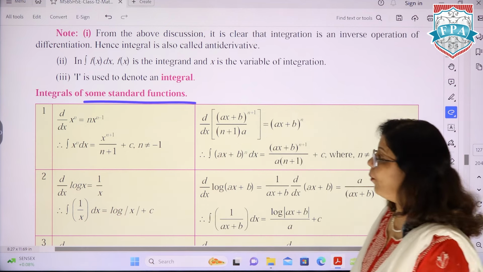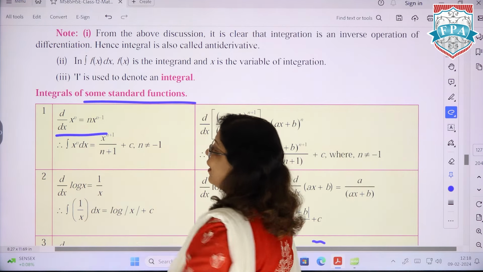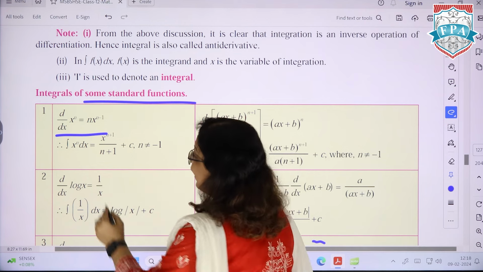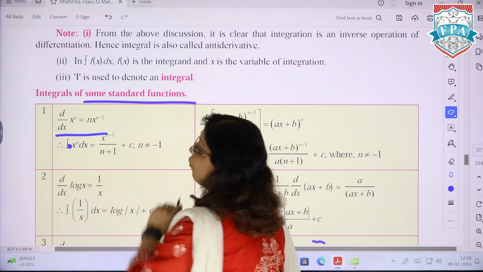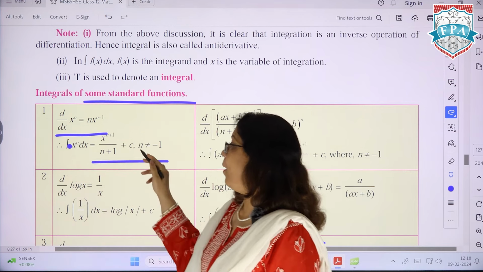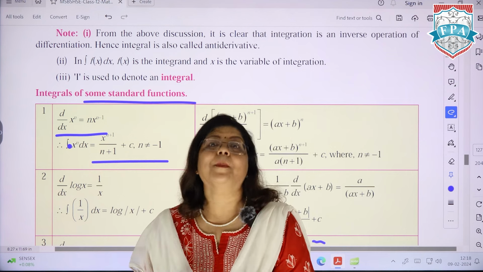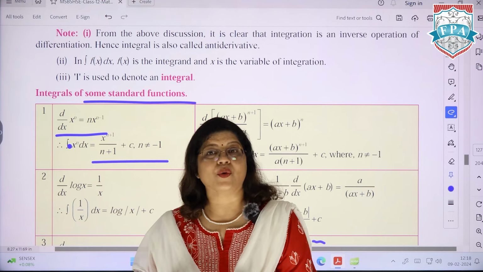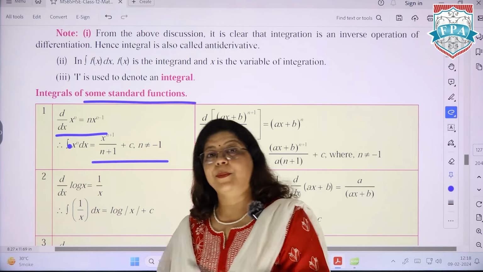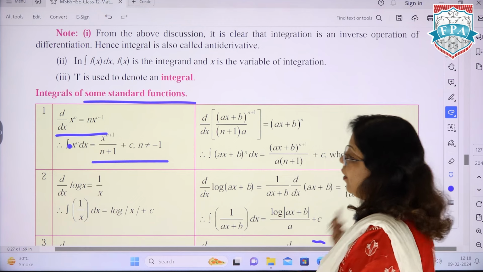Let's have a look at that. d by dx of x to the power of n is n x to the power of n minus 1. And integral of x to the power n dx is x to the power n plus 1 upon n plus 1, plus c. Now in all these questions, you must be seeing I'm talking about plus c. This c is known as the constant of integration. And why are we using this? I'll explain that just after some time, after discussing all the formulae.